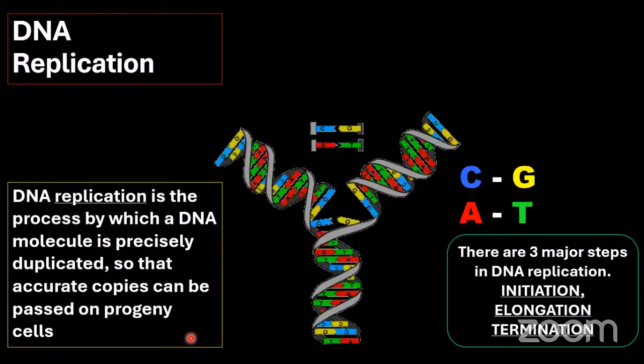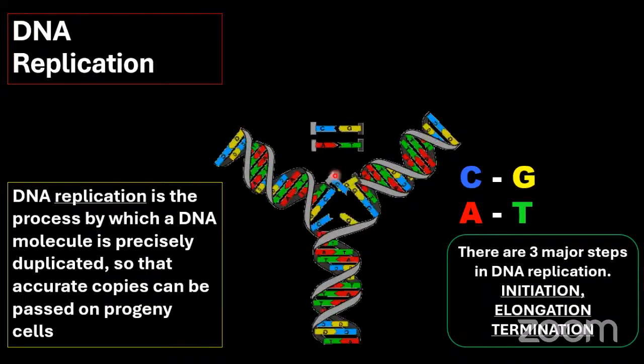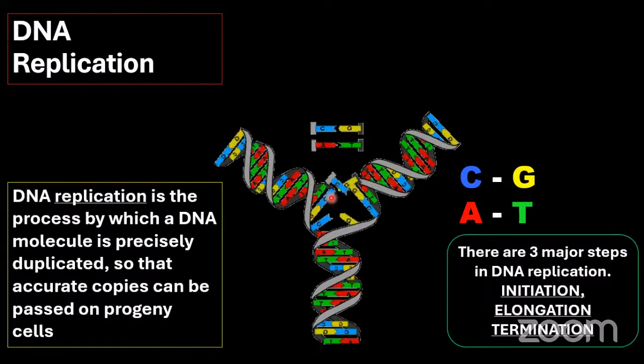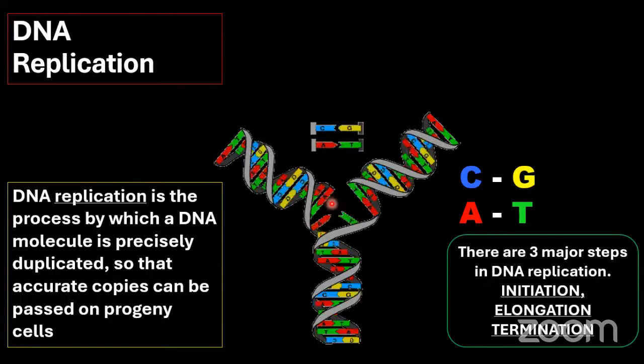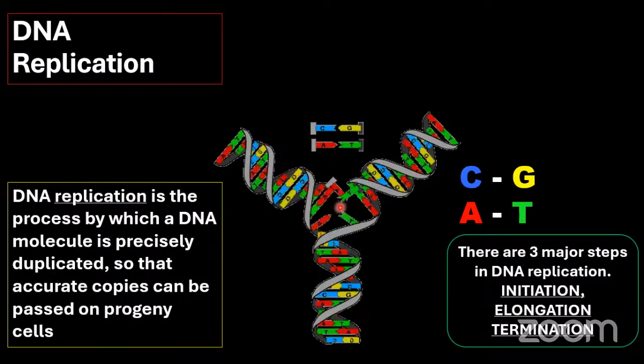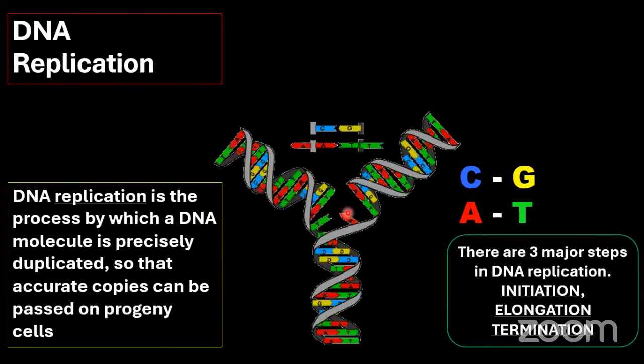Initiation is the process of unzipping. That's the process of DNA dividing into two, just like we have in this diagram. The unzipping of the DNA. Once it begins to unzip, then there is a process of elongation. That is the synthesis of complementary DNA strands on both sides, the forward and the reverse strands.